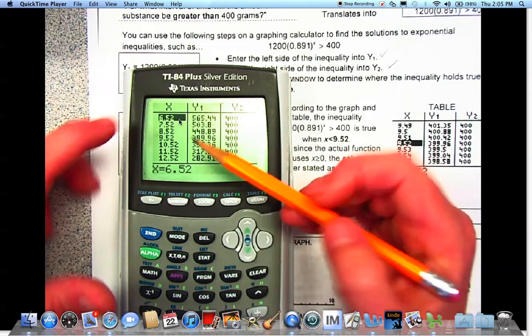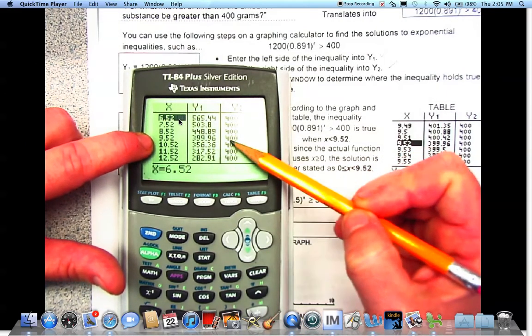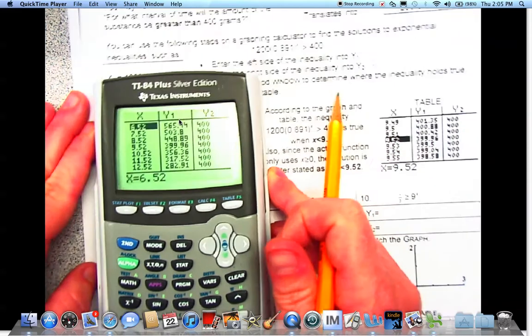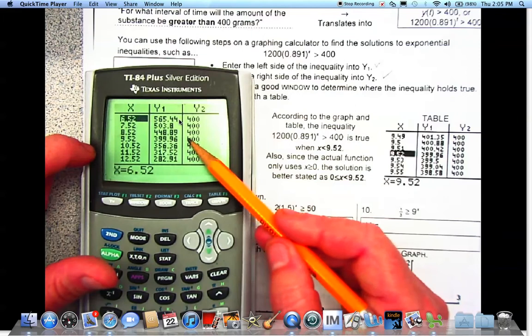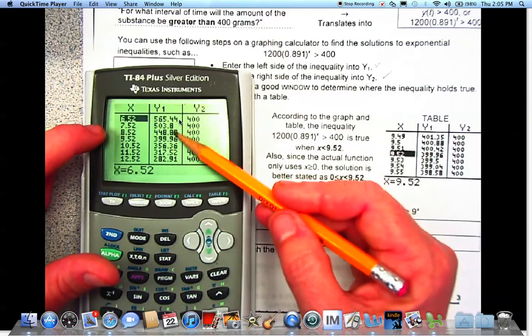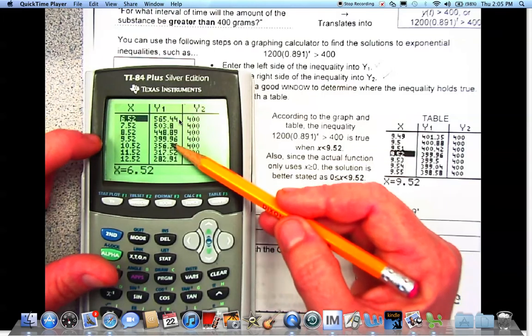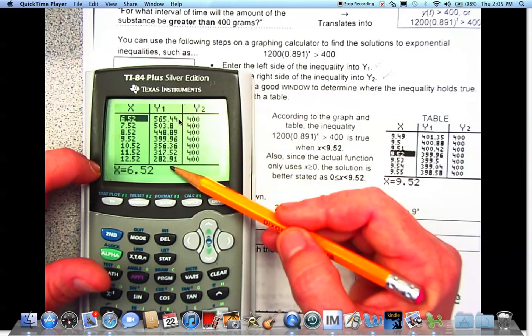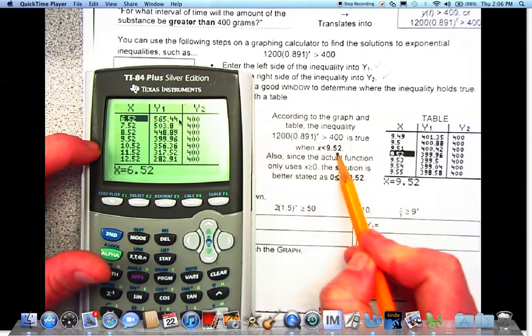Okay, now let's look at 9.52. It's almost exactly 400, but because we rounded it, it's not quite exact, is it? But that's almost 400 here. As you get lower, it's greater than 400, isn't it? Yes. And as you get higher, it's less than 400. So the table agrees with the graph, and it agrees with what we said it was.